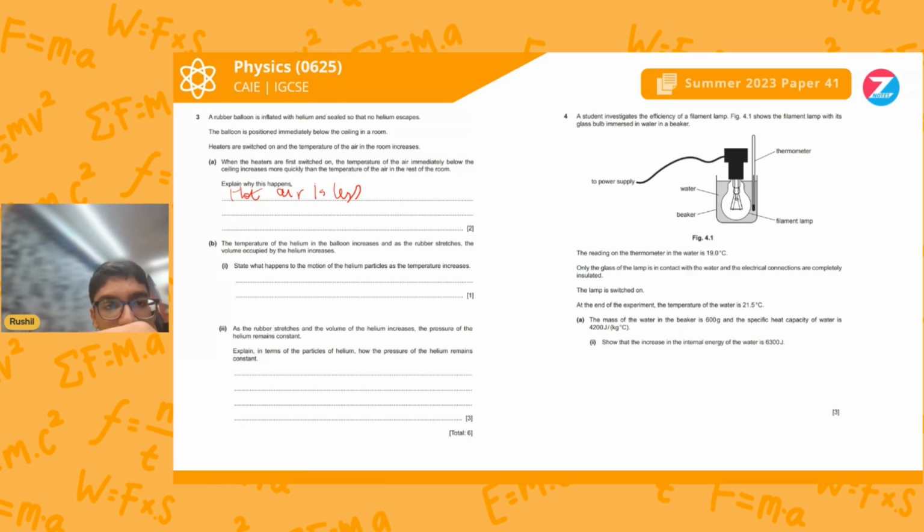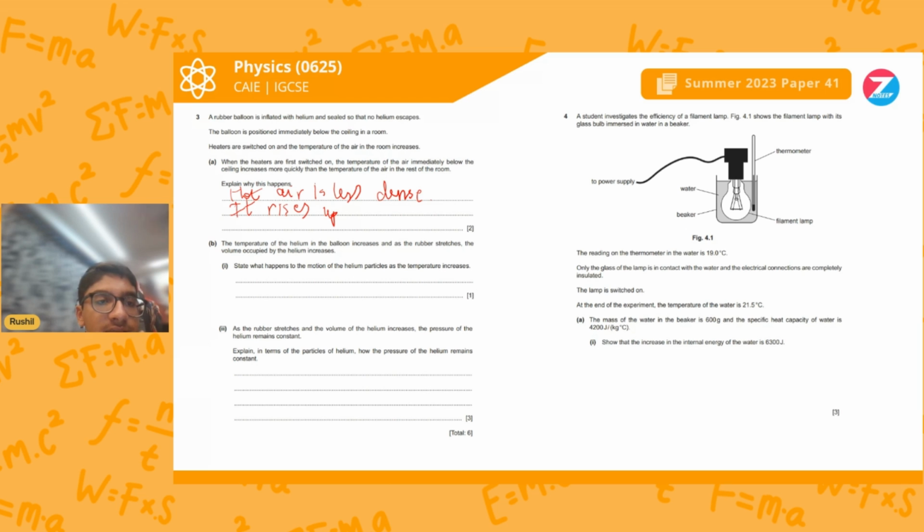Now, as we know, hot air is less dense than cold air. So that's why hot air rises up and cold air descends. So since hot air rises up, the air just below the ceiling heats up faster than the air further below in the room. So that's why, because hot air is less dense and it rises up.